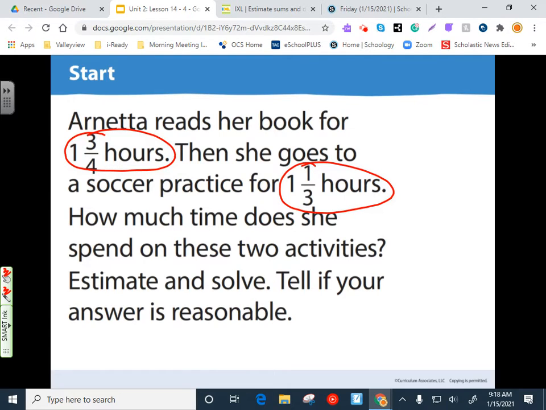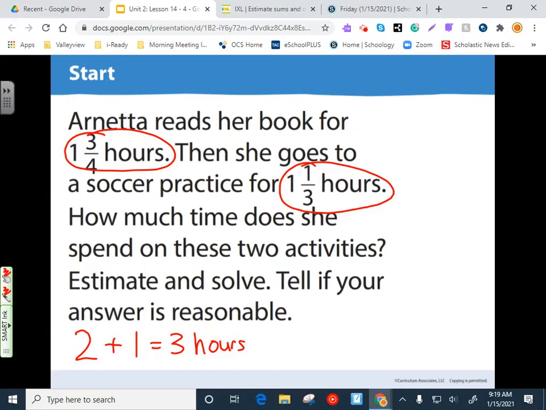I'm going to round these hours to the nearest hour, just so I get a general idea of how long it was. If I'm 1 3/4 hours, that lets me know I'm closer to like 2 hours for that. 1 1/3 hours, I'm not even like half an hour past 1 hour, so I'll keep that at 1. So 2 + 1 is 3 hours. So that's what we're looking at for there.